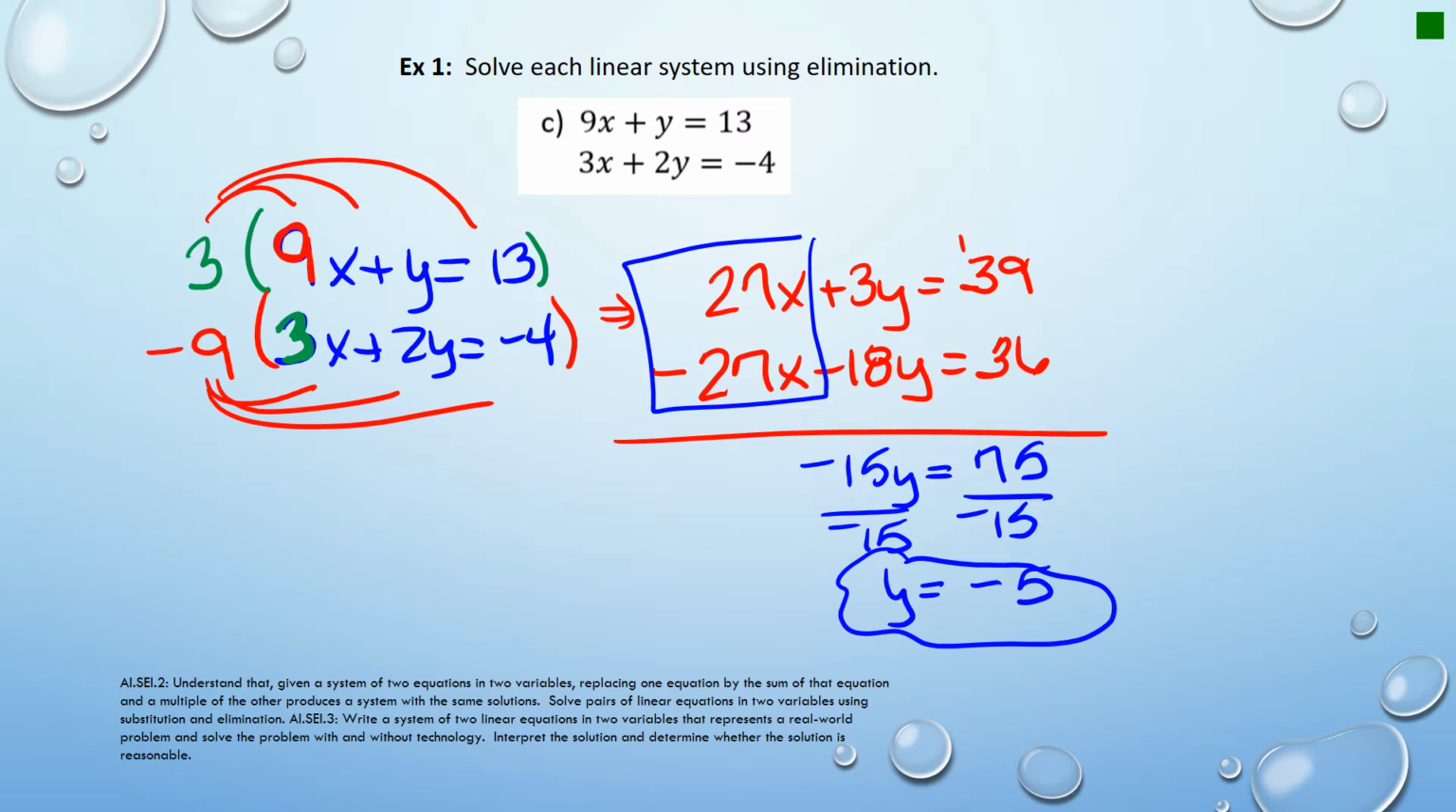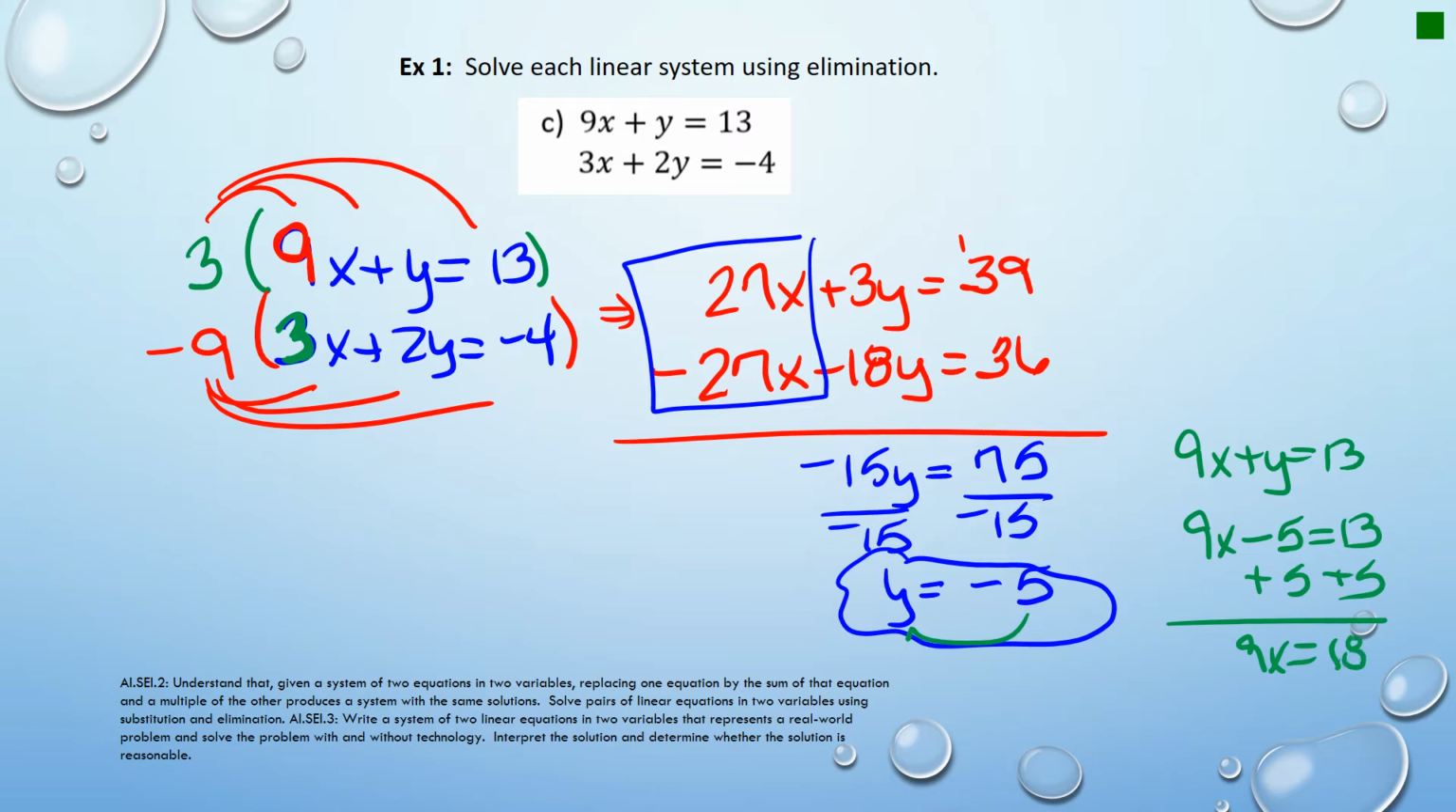I'm going to go up to the original, and I'm going to use the top one. So I'm going to take 9x plus y equals 13. I'm going to put negative 5 in for y. So it's going to become 9x minus 5 equals 13. I'm going to add my 5s. 9x equals 18, divide by 9. We find out x is 2, so my solution is 2, negative 5.